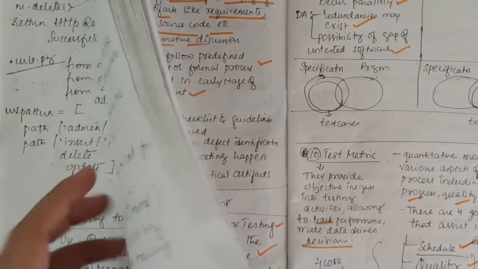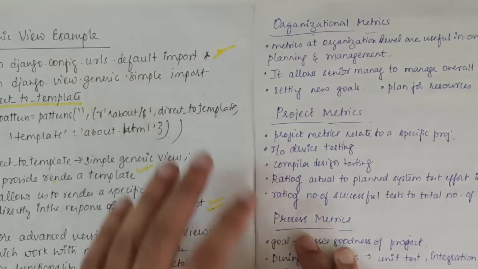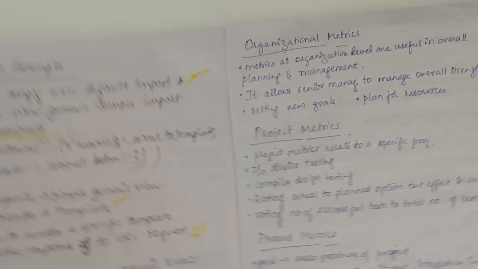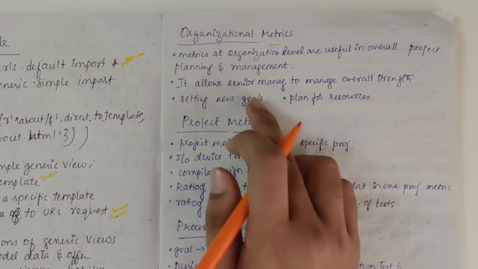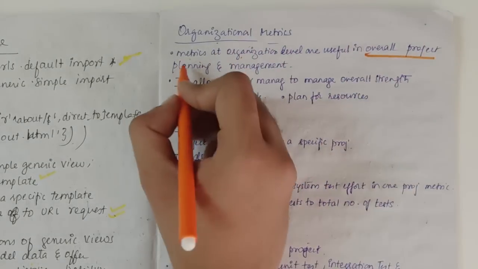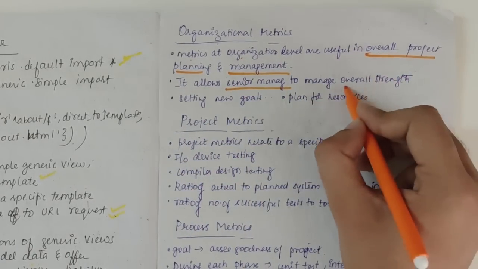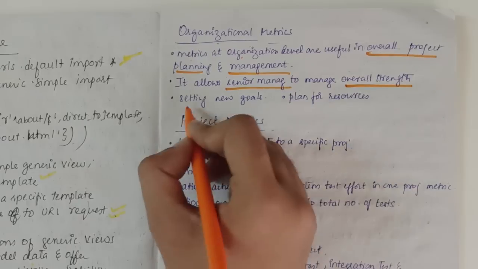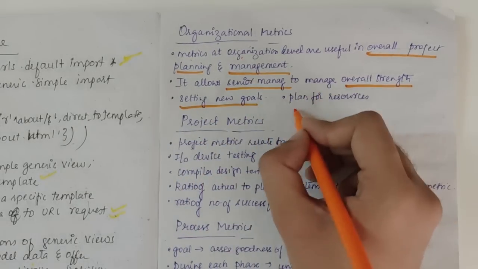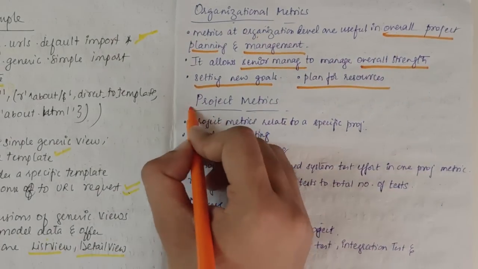Moving on further, in test metrics we have organizational metrics, project metrics, and process metrics also. Looking at organizational metrics, these metrics at the organizational level are useful in overall project planning and management. It allows the senior management to manage overall strength. It also helps us to set new goals for our project, for our team, and plan accordingly for the resources.